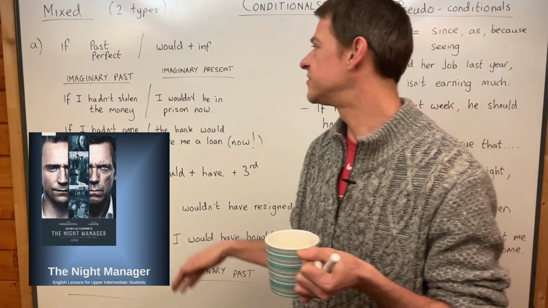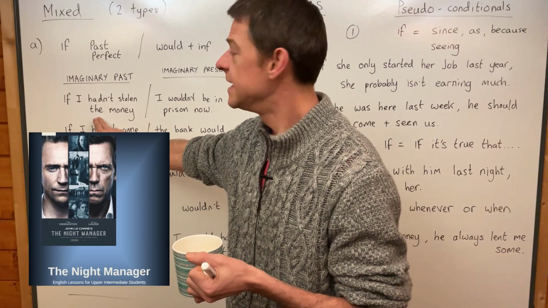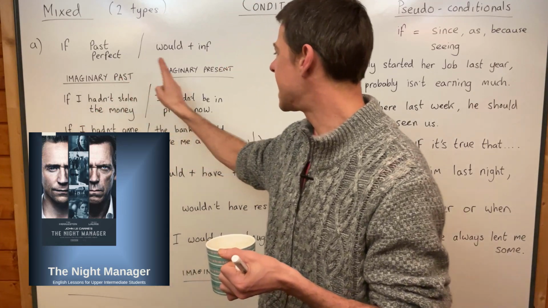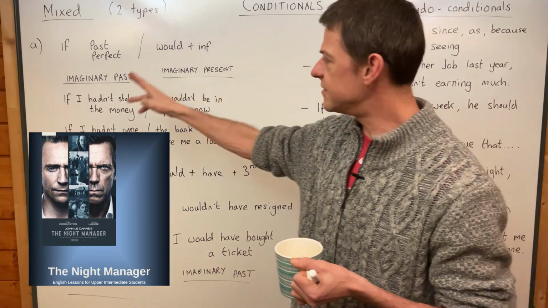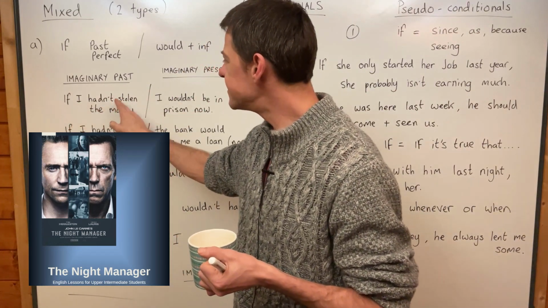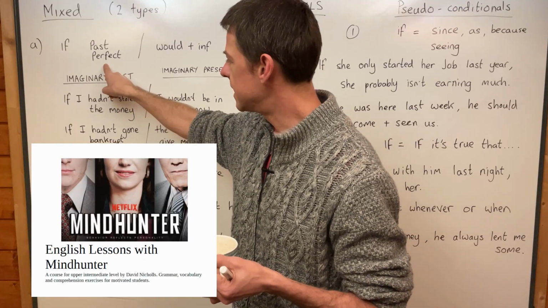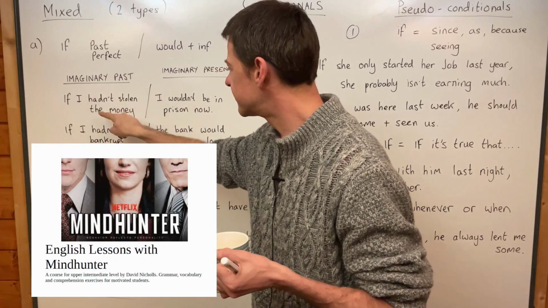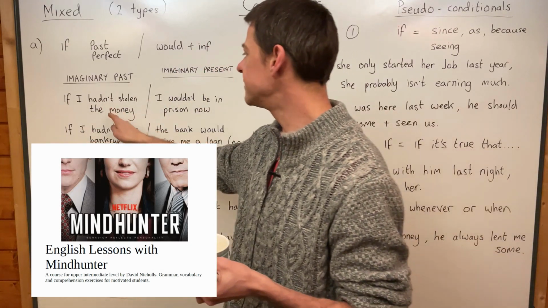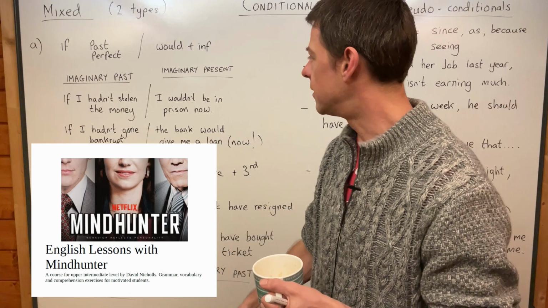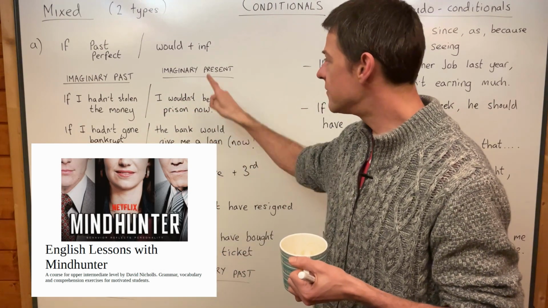But sometimes you want to talk about something that's imaginary in the past and the effect that that would have on something imaginary in the present. So have a look at these two examples. If I hadn't stolen the money, notice that that is third conditional. Yeah, if I hadn't stolen the money, it starts in third conditional. If I hadn't stolen the money last week, if I hadn't stolen the money 3 years ago, I wouldn't be in prison now.